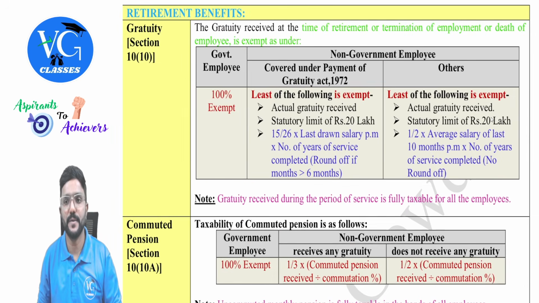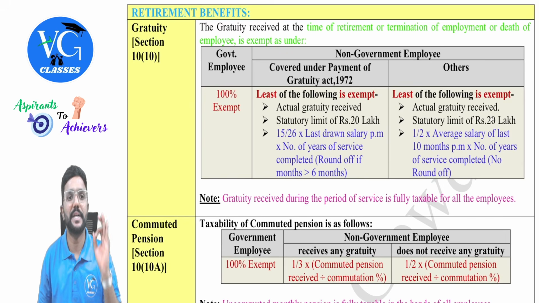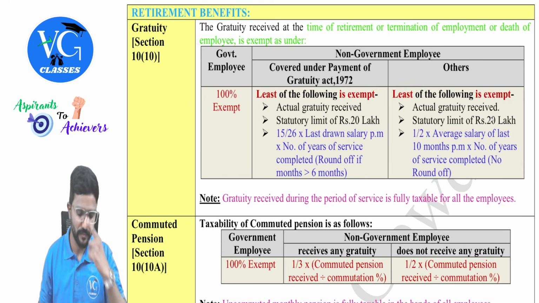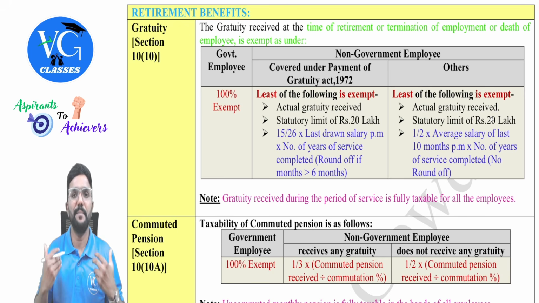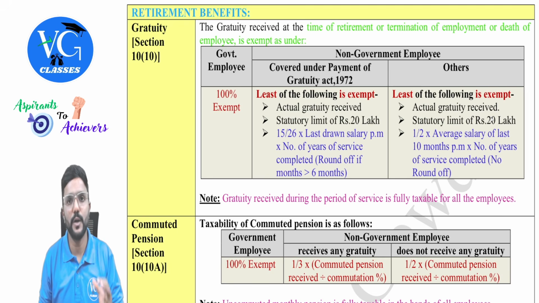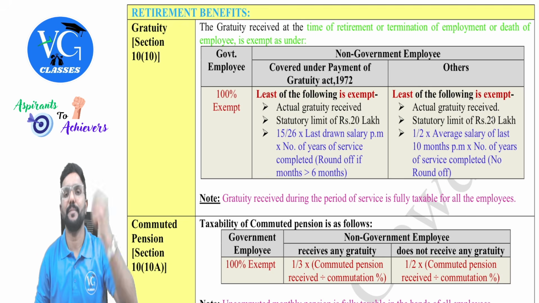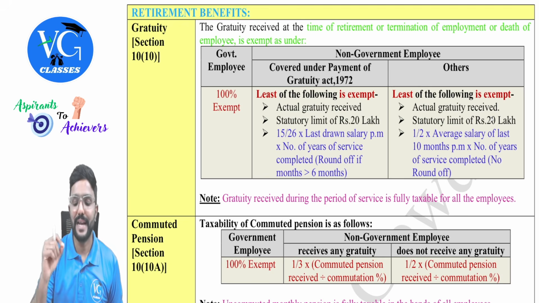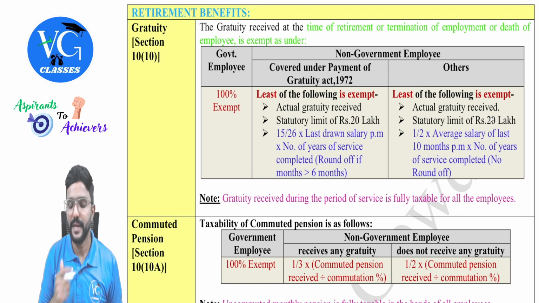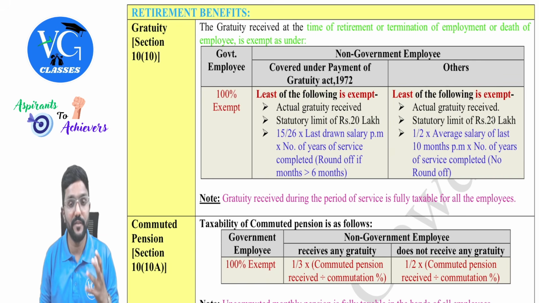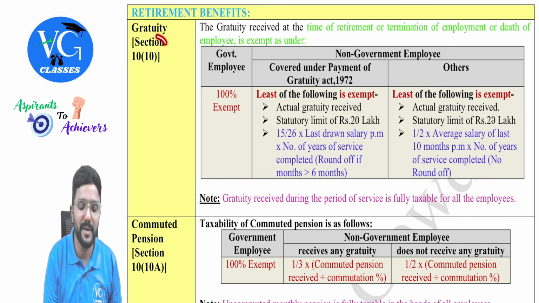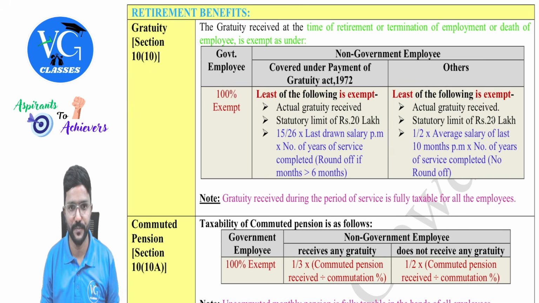So we are done with perquisite part, guys. Now we are entering into retirement benefits. Okay. So gratuity is a lump sum amount which is paid by employers to employee in order to support his post-retirement life. So if gratuity is received by employee at the time of retirement or termination of an employment, or if in case employee has died, then if any of the family members are receiving it, then exemption is available under section 10(10). But how much?